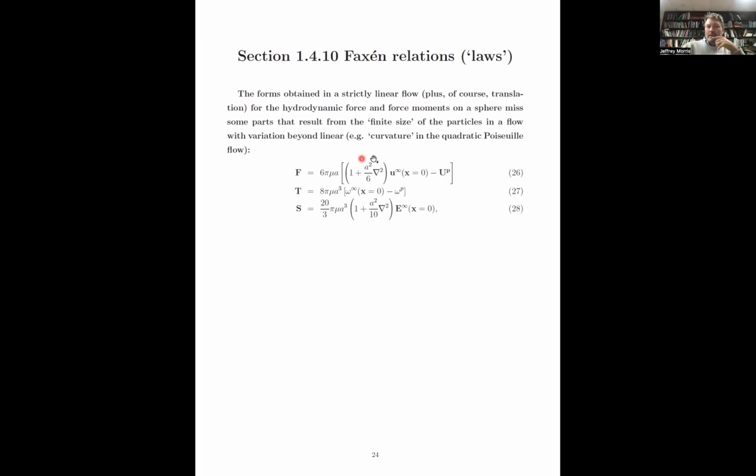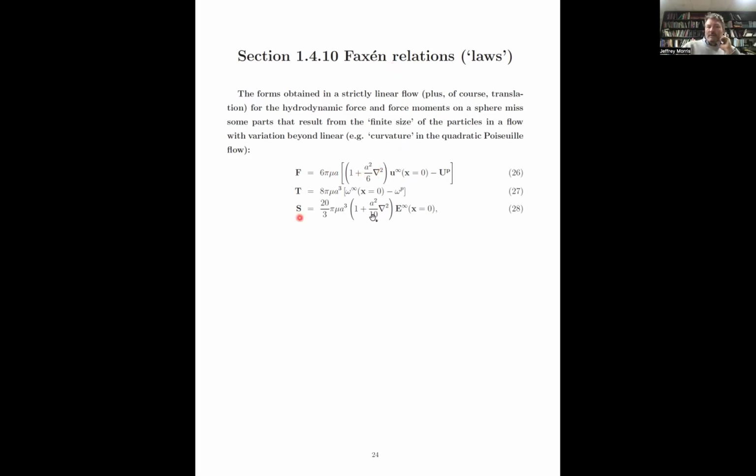And in particular, if del squared u is non-zero, for example, in a pipe, del squared u is the curvature of the flow field due to a pressure-driven flow, then the particle, even if it's force-free, will move with a different velocity than the surrounding fluid. Okay, so that's a finite size Faxén law result.